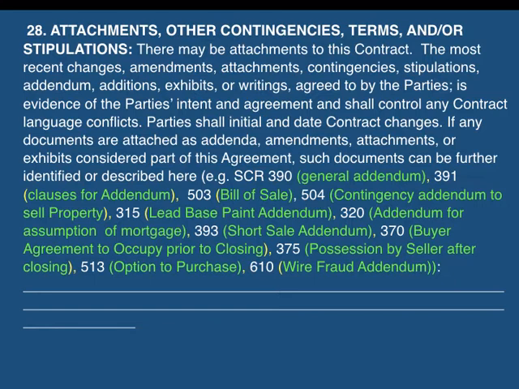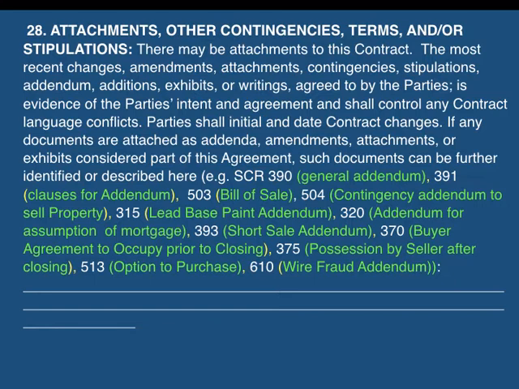I don't know about y'all, but it's really hard for me to keep up with all the numbers. Like, what is a SCR 320? What is a 393? I have to look them up, pretty much all of them. So I'm just putting the names here. Again, anything that you're going to attach to this contract, if there's a bill of sale, if there's an addendum, the wire fraud addendum, I personally think the wire fraud addendum should always be here and should always attach it to the contract because both buyers and sellers need to be very aware of this, and having them sign it with the contract is a great idea.